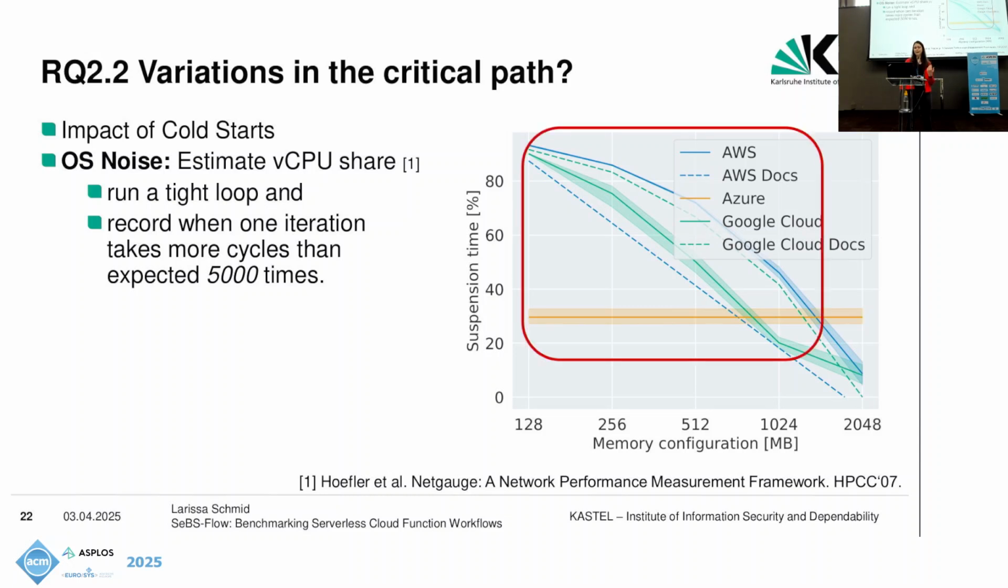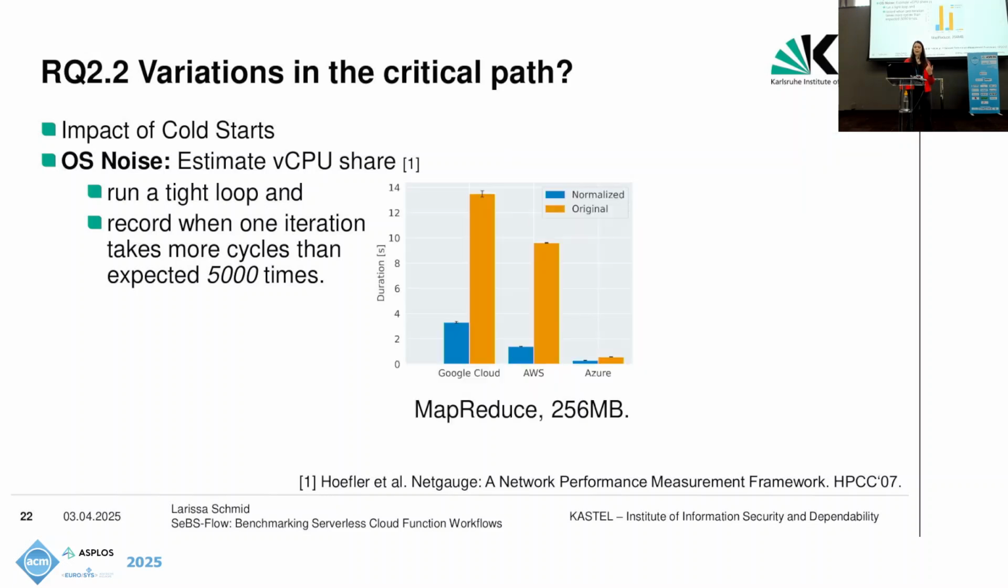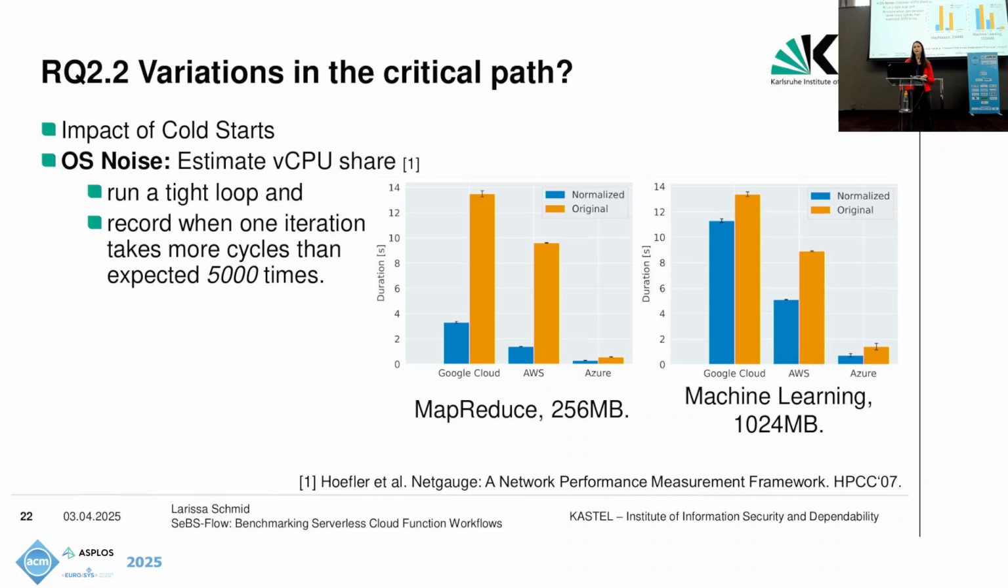What we can see is that for Azure, for lower memory configurations, the suspension time is lower than for AWS and Google Cloud, which can explain why the critical path on Azure is faster than on these other 2 platforms. And looking at our benchmarks, we can see that this has a big impact when we normalize the execution time according to the suspension time. Looking here at Google Cloud and AWS, where the normalized path is shown in blue, we can see that it is, of course, a lot shorter, even though not as short as in Azure. When we look at the machine learning benchmark, which uses a bigger memory configuration, we can see that the impact is less pronounced on Google Cloud and AWS, but it is still there.